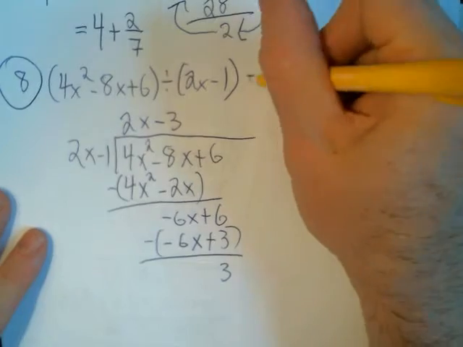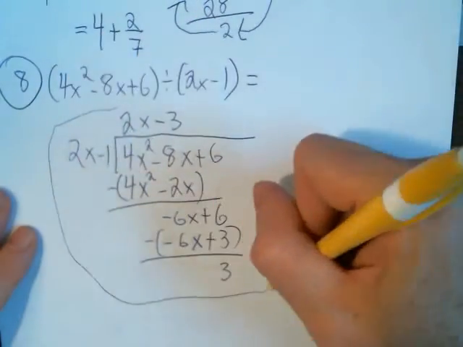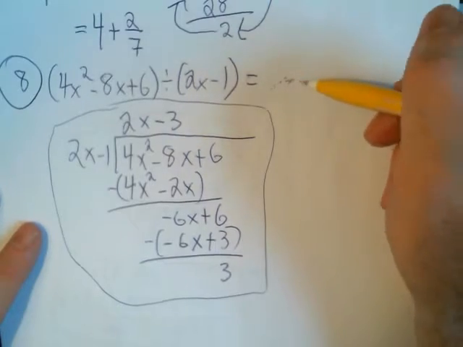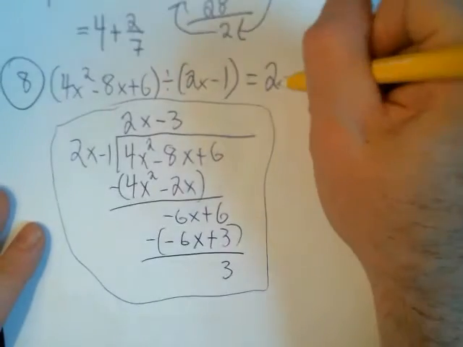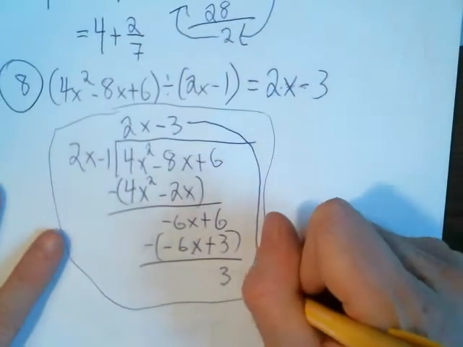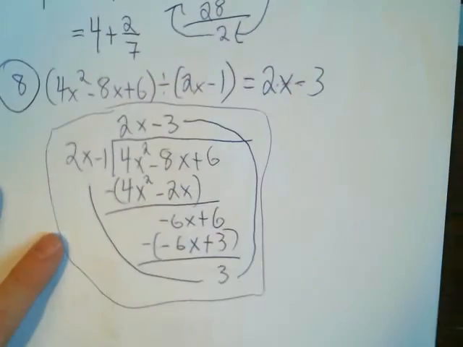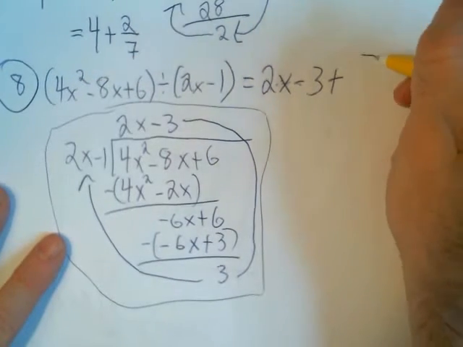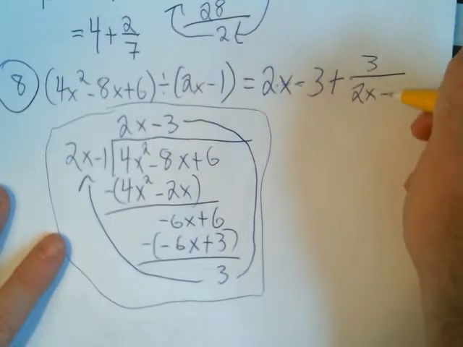Okay, so for writing up your answer, and again, this is just scratch work down here. The answer is going here. Okay, so writing up your answer, you'll have this guy, the 2x minus 3. And then you'll make a fraction from the 3 and the 2x minus 1. Okay? So it'll be plus the 3 all over the 2x minus 1.